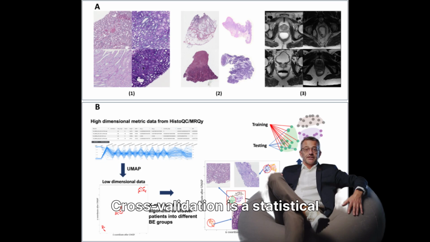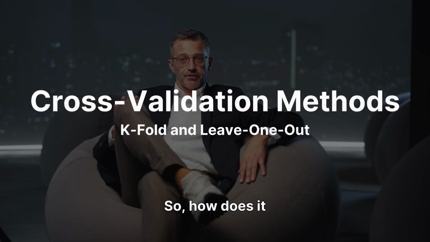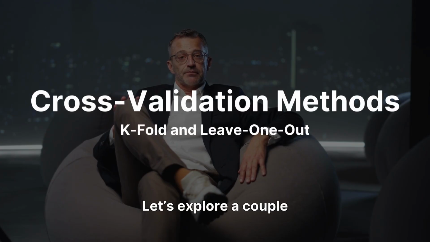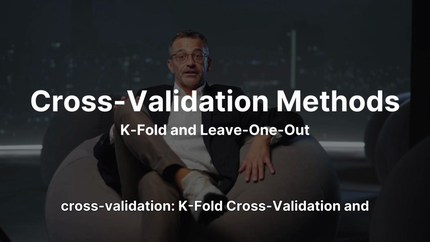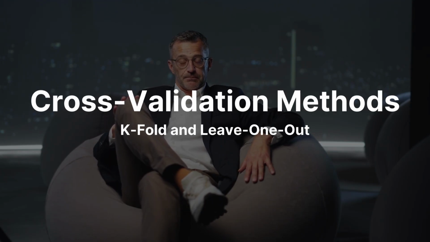Let's break it down. Cross-validation is a statistical method used to estimate the skill of machine learning models. It's a technique that helps us understand how our model will perform on unseen data, which is critical for building robust models. So, how does it work? Let's explore a couple of popular methods of cross-validation: k-fold cross-validation and leave-one-out cross-validation.